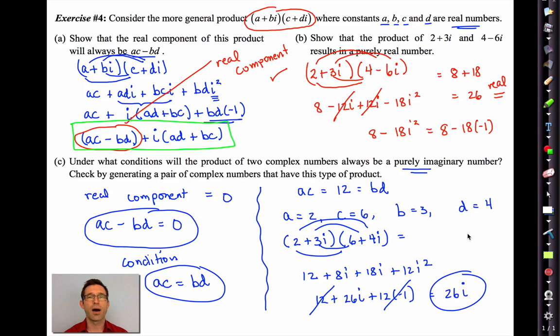some real number times i, or a purely real number, i.e. just some real number and no i component. All right, pause the video now and write down anything you need to. Okay, let's clear out the text.